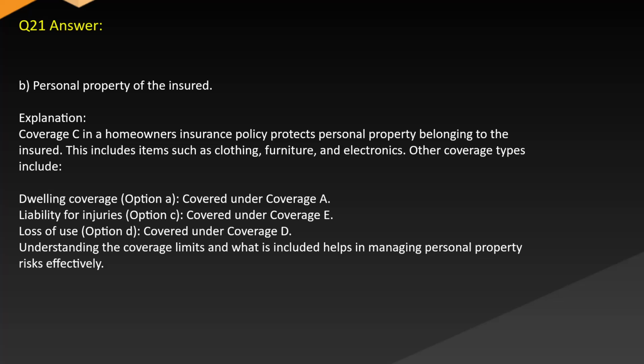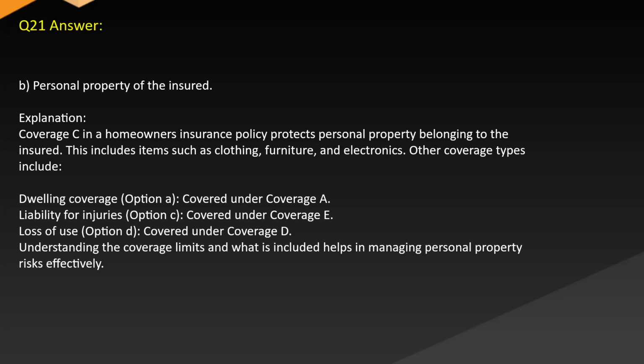Answer: B. Personal property of the insured. Explanation: Coverage C in a homeowner's insurance policy protects personal property belonging to the insured. This includes items such as clothing, furniture, and electronics. Other coverage types include dwelling coverage, option A.